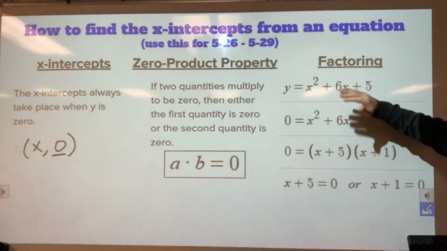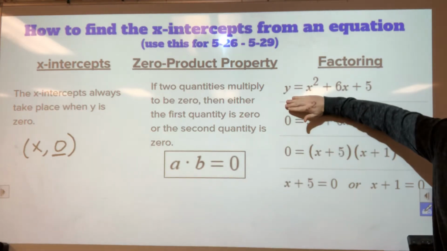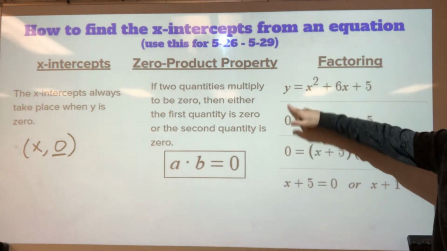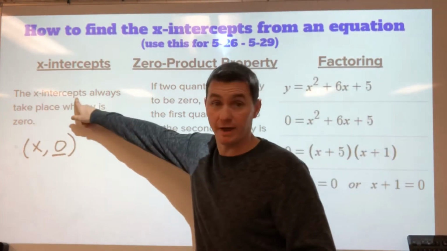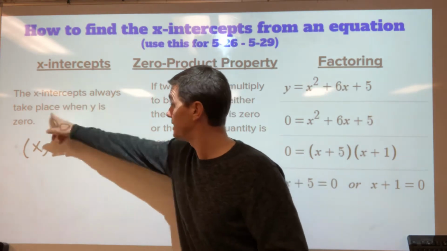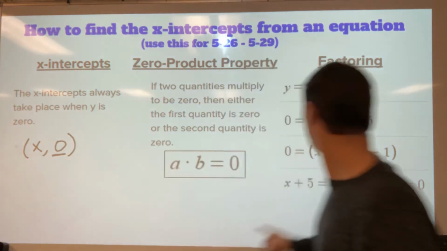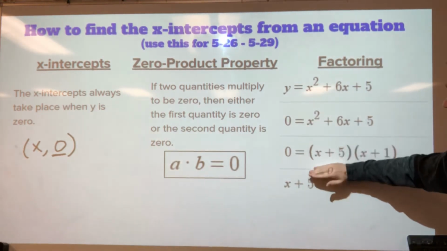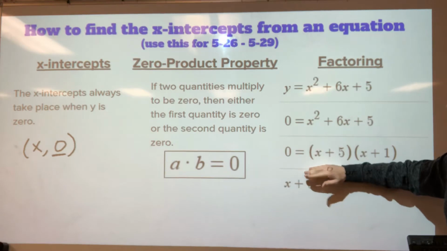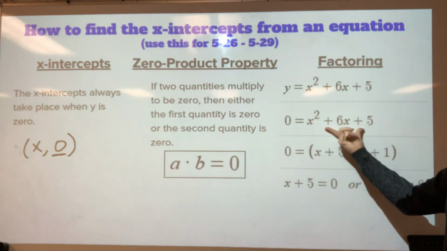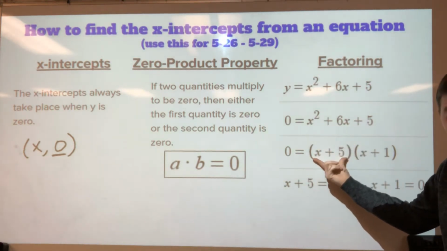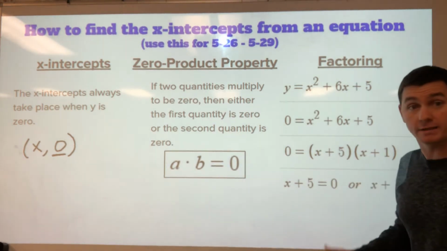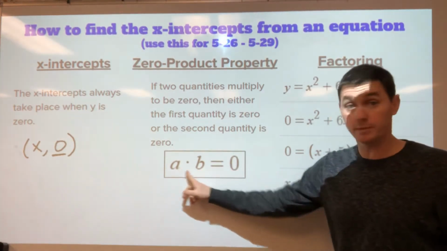So let's take this function, y equals x squared plus 6x plus 5. We replace the y with 0 because we're finding the x-intercepts, and the x-intercepts always take place when y is 0. So we plug in 0 for y. How do we get from here to here? This is the process of factoring, taking our trinomial and writing it as the product of the length times the width. Now that we've got a product, now that we're multiplying, the zero product property applies.